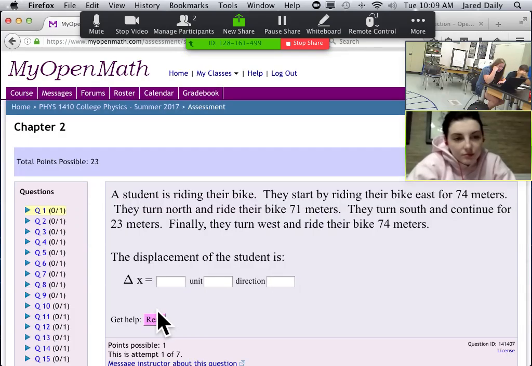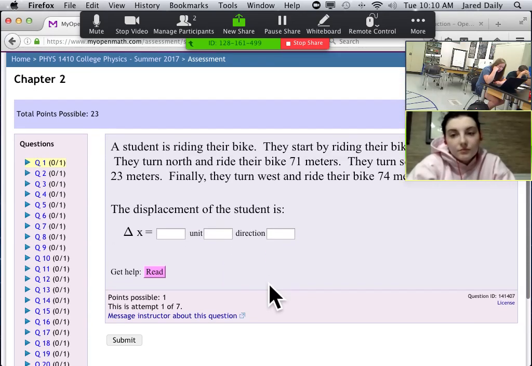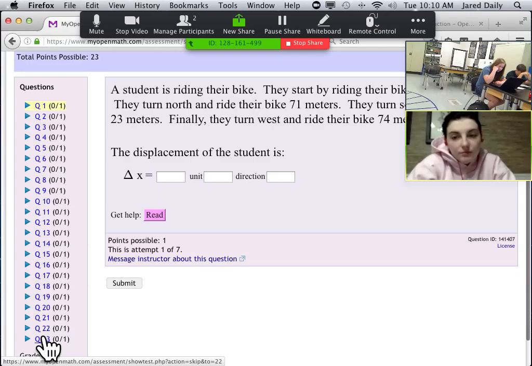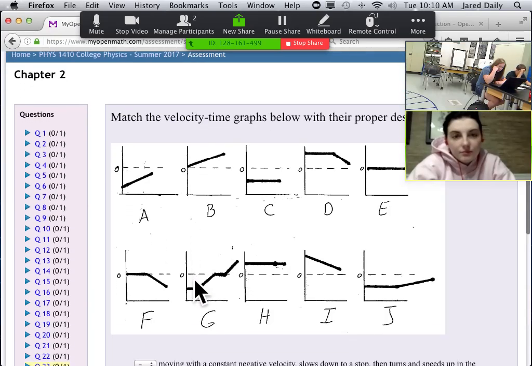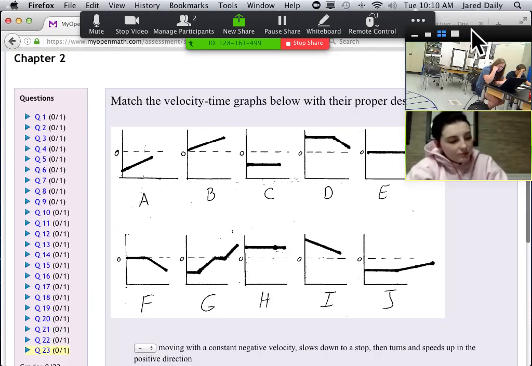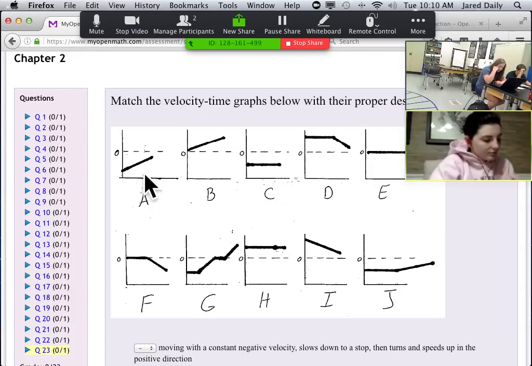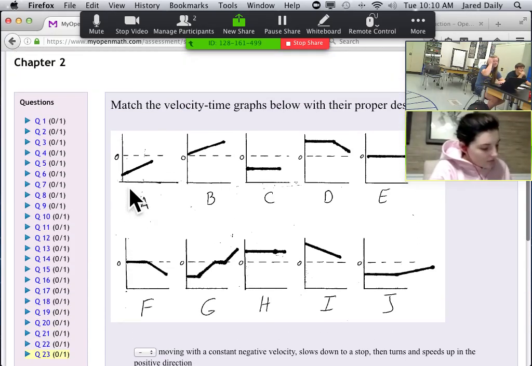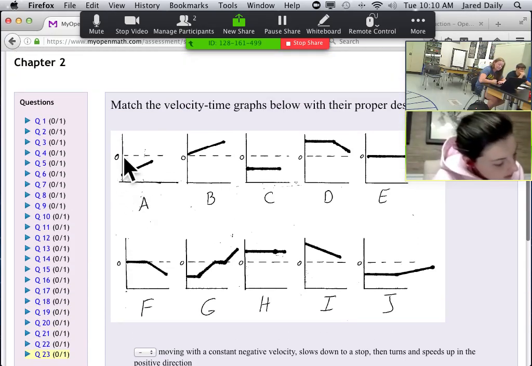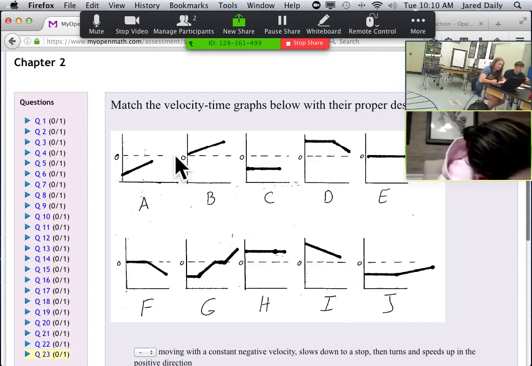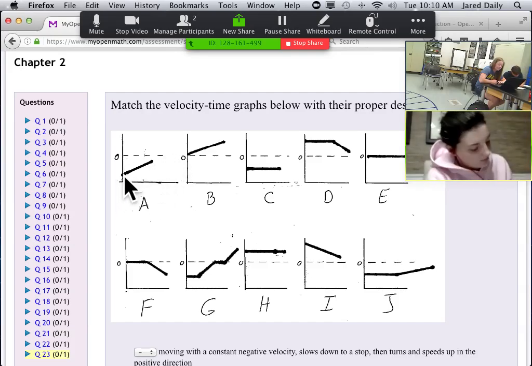Okay. So, 23 is this matching time velocity graph thing, right? So in the first one, we have something that is, we have 0 that's up here. This is our 0 point, right? And this is a velocity graph, so is this velocity positive or negative?